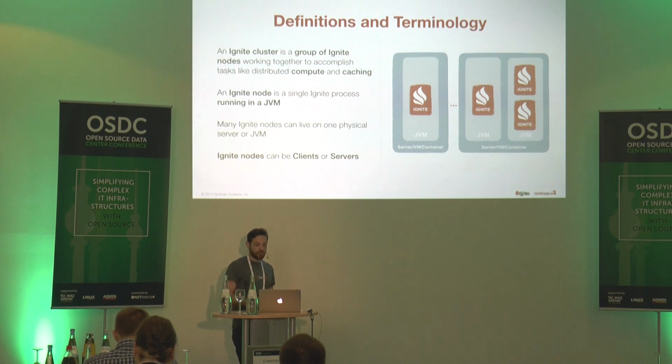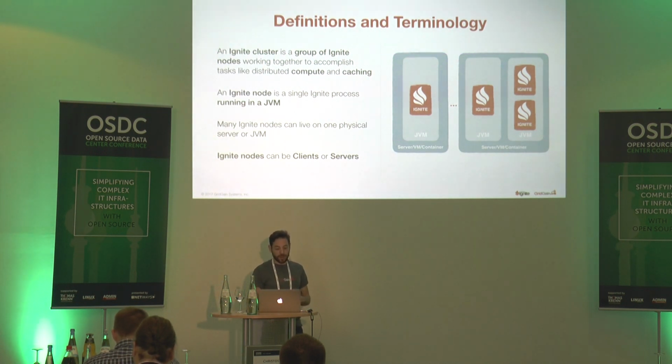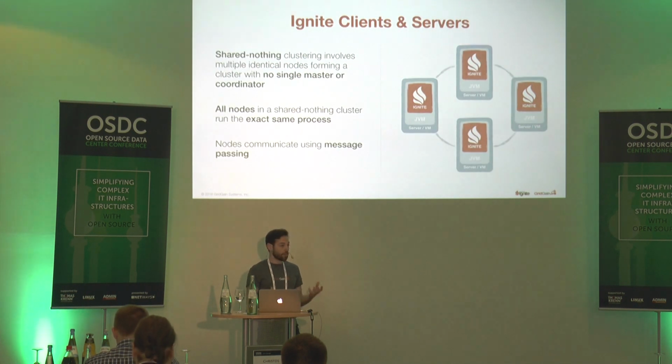Okay, so I've got some definitions here, and I've already thrown a couple of these words around. I've mentioned cluster. Whenever I say an Ignite cluster, that's a group of Ignite nodes that start up and all work together to accomplish these features, right? An Ignite node is pretty much a Java process. It runs in the JVM, right? And all it does is start up. There are two concepts, what we call an Ignite client and an Ignite server. These are exactly the same process. Many of them can live on the same server, or even in the same JVM.